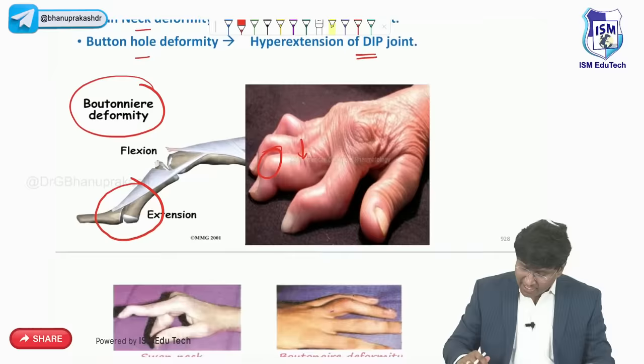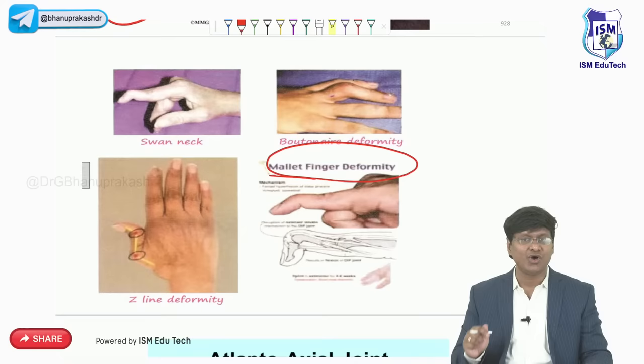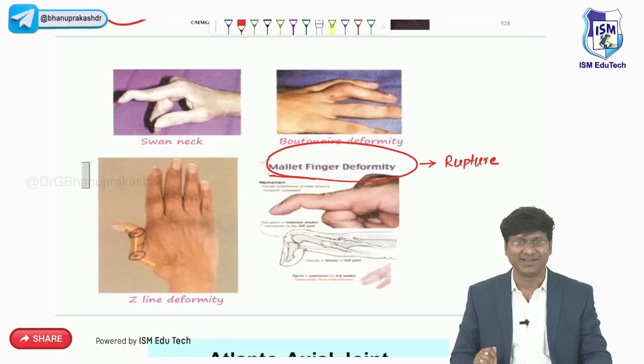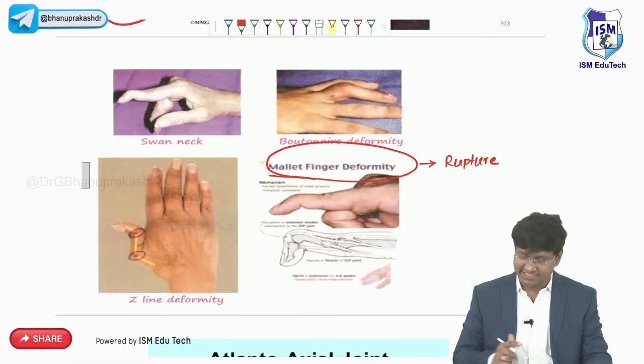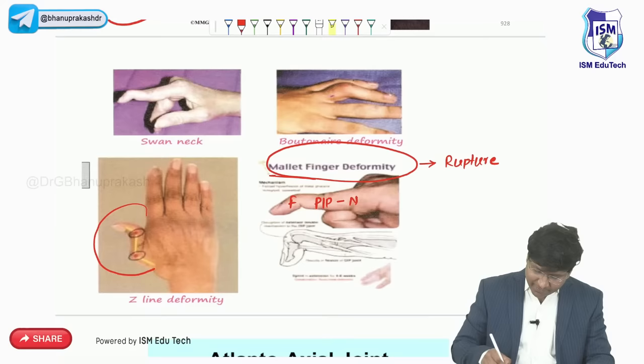Now, one important differential diagnosis for Swan neck deformity will be mallet finger deformity. Mallet finger deformity is not seen in rheumatoid arthritis. This is due to rupture of the extensor tendon. So how will you differentiate that from Swan neck deformity? In Swan neck deformity, you will have hyperextension of the proximal interphalangeal joint. But here, the proximal interphalangeal joint will be absolutely normal. You will have flexion of the distal interphalangeal joint. That is your mallet finger deformity. Then, the other deformities are Z-line deformity as well as ulnar deviation.